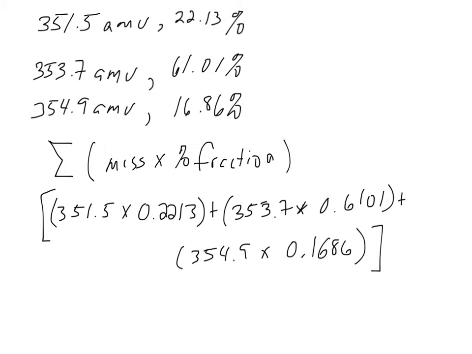And when I perform this calculation, I get an answer of 353.41546. That's what my calculator says. Now, I should have how many sig figs? Well, I've got four sig figs here and four sig figs here. 4 here, 4 here, 4 here, 4 here.